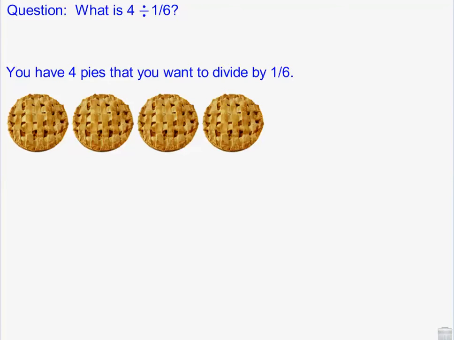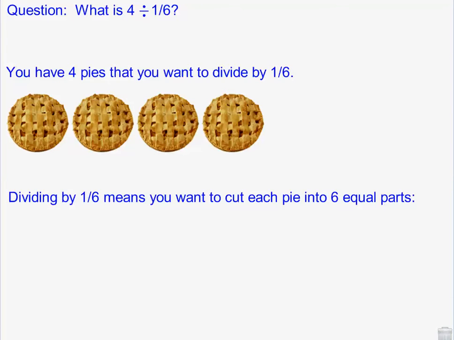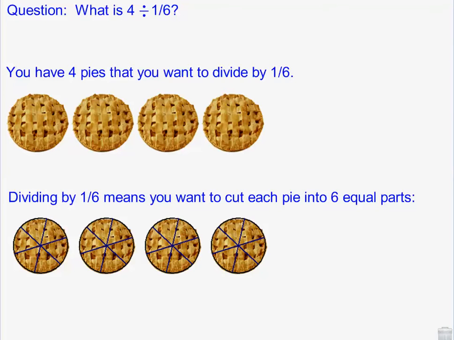What that really means is I want to take those 4 pies and divide them into 6 equal parts, each part being 1/6 of the original pie. So here are my 4 pies cut into pieces that are 1/6 of the original pie. If I count up all of those pieces, I'm going to find out that there are a total of 24 pieces, which means that 4 pies divided by 1/6, or 4 divided by 1/6, is equal to 24.